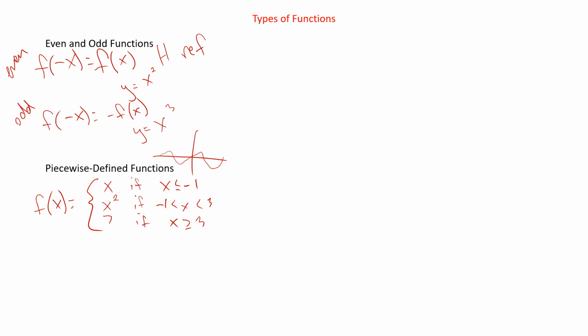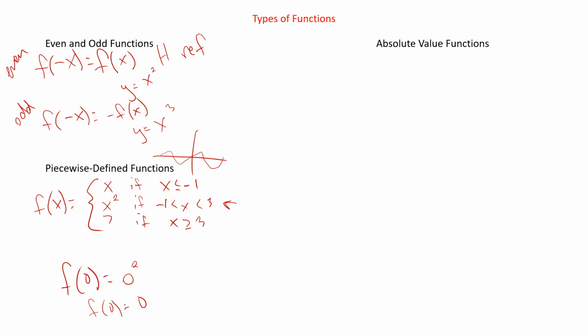We can graph them. If we wanted to evaluate something for this, like let's say we wanted to know what f of 0 is, we would only plug it into where it would be 0. That's when x can equal 0, because 0 is in between -1 and 3. So we'd plug it in, we'd have 0 squared, so f of 0 equals 0.